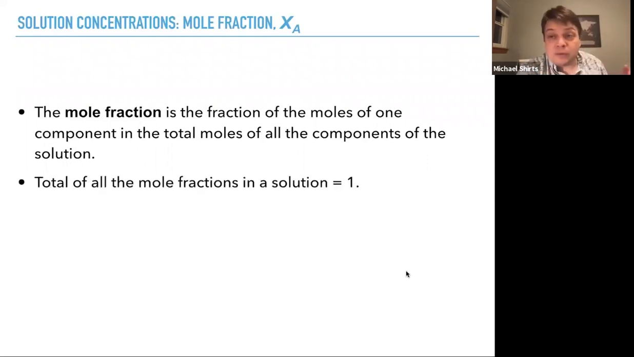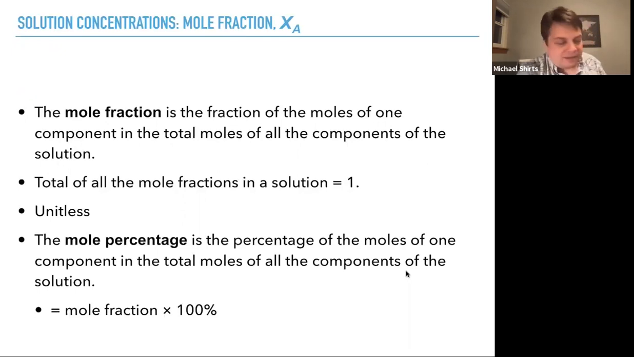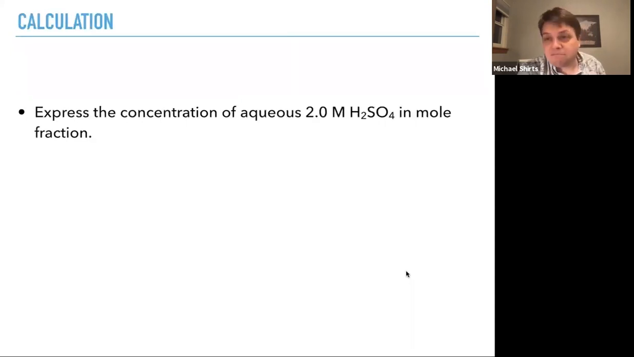One thing you know is that the total of all the mole fractions in the solution has to equal 1. It's unitless, right? It's a mole divided by mole, so it's just a pure number. The mole percentage would just be the percentage of the moles of one component in the solution compared to the total moles of all components. So you just take the mole fraction and multiply by 100. That's pretty straightforward, and you just have to be sure which one you're doing.